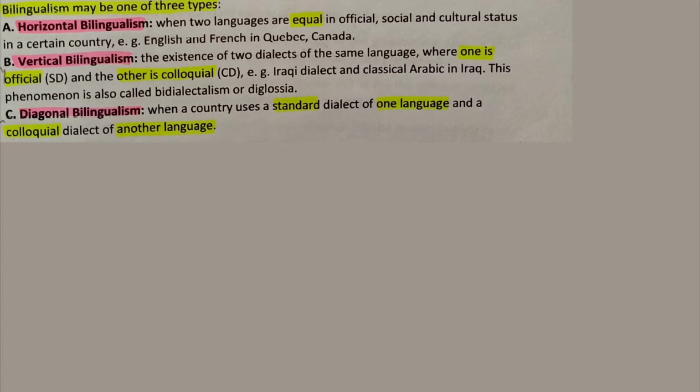But diagonal bilingualism is, for instance, if you take classical Arabic as the official language of the Algerian country and Kabyle, which is a dialect of Tamazight. So this Kabyle, this language that we call Kabyle, is the dialect of another language. This is what we mean by diagonal bilingualism.